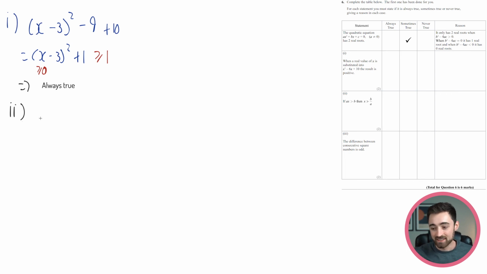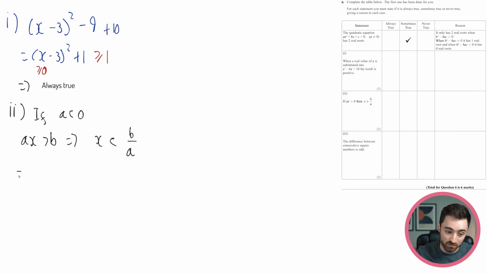So basically, the thing that I'm dividing by is a, isn't it? So if a was negative, then ax being greater than b would actually imply, so I'd divide both sides by a, so I'd get x and then b over a. But because I'm dividing by a negative number, I need to flip the inequality. So in that case, it wouldn't be true, would it? But if a is positive, then it is true. So I reckon this one is that it's sometimes true.